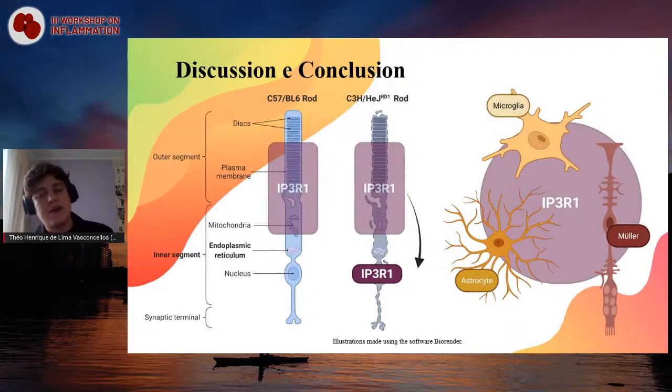In summary, our work indicates that the IP3R1 protein can translocate during disease progression, which may indicate an important role in the degeneration. Furthermore, its pharmacological blockage did not change ONL morphometry, but caused disorganization of the inflammatory response, possibly indicating an alteration at the molecular level of the inflammatory cascades, such as reactive gliosis and microglial activation.